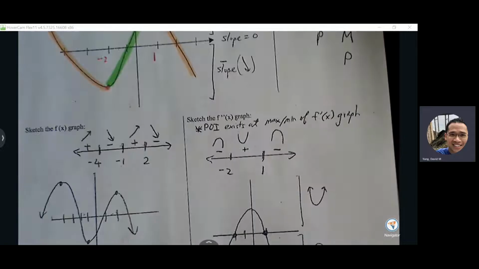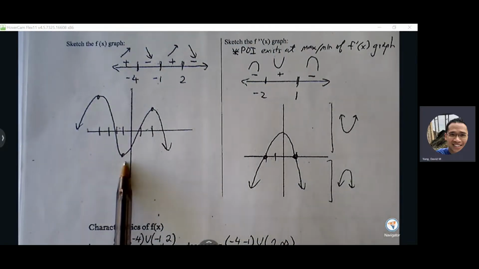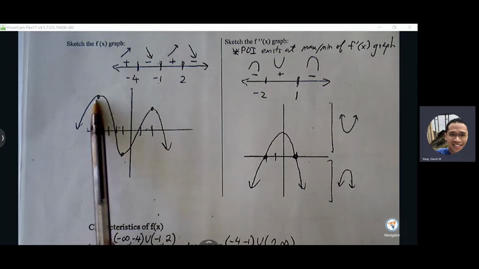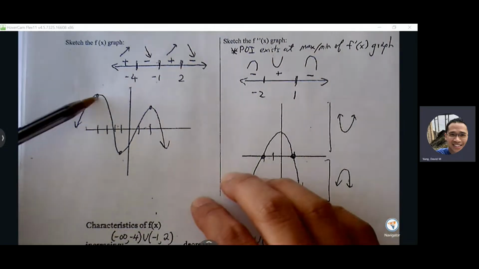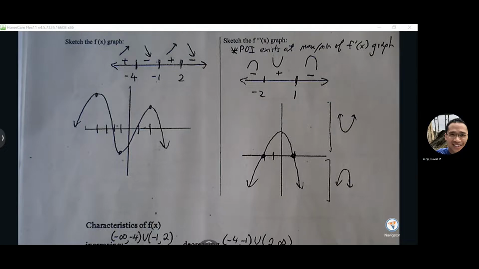The arrows are rising to a relative max at -4, decreasing until a relative min at -1, and then rise until it hits a relative max at 2. Now your graph can be in different locations. Maybe this relative max is lower than this one. It doesn't matter, as long as it has the same shape as my graph. Your graph needs to have 2 peaks and 1 valley. The 2 peaks are at -4 and 2, and the valley is at -1.